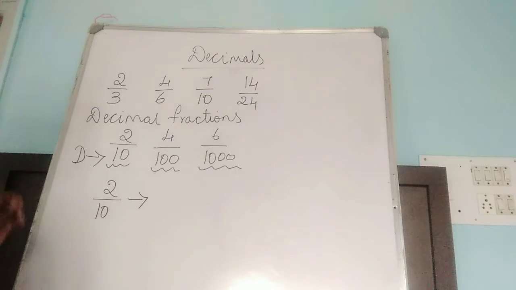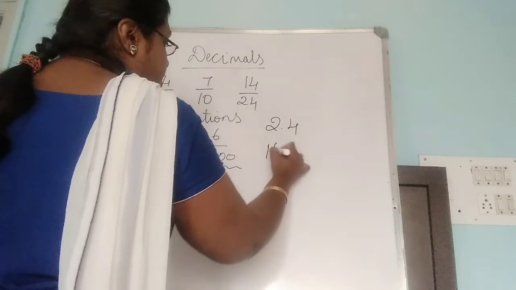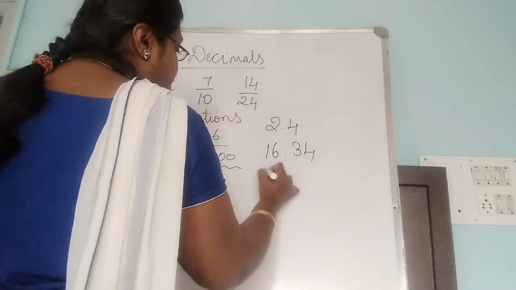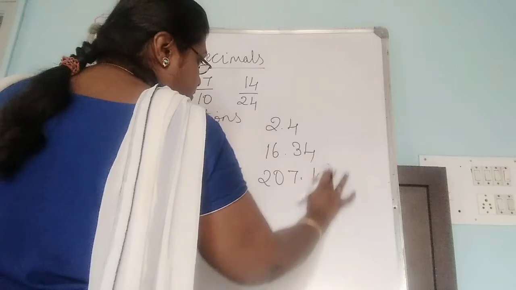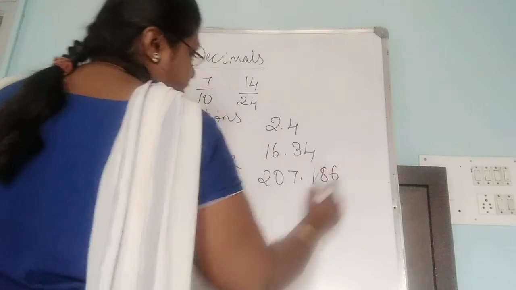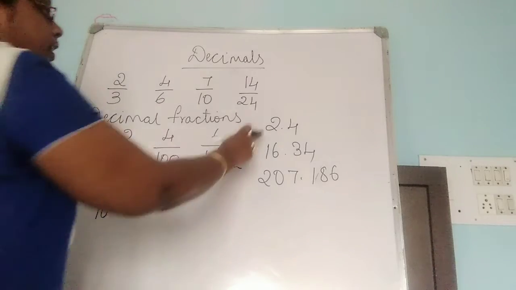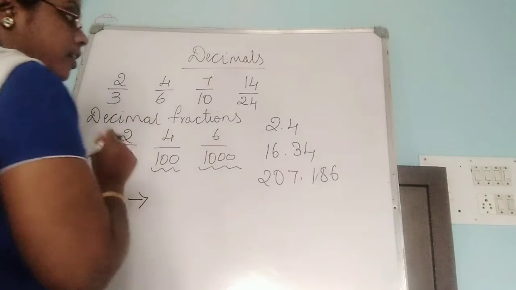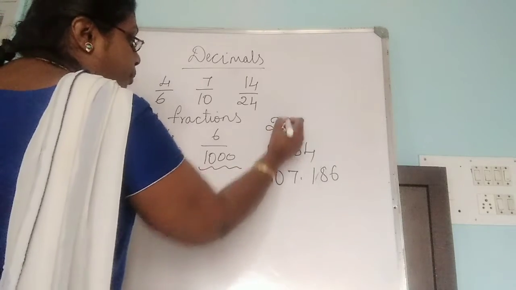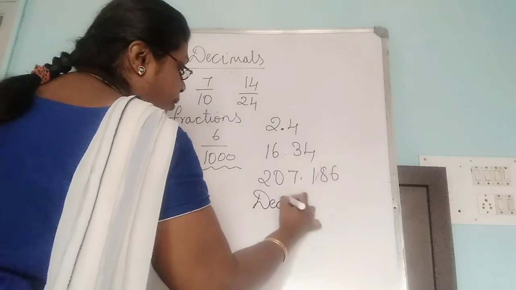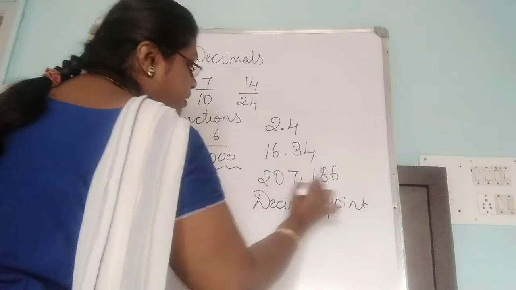I can give you some examples of decimal numbers: 2.4, 16.34, 207.186. All these are called decimal numbers. In decimal numbers, you need to learn the parts of the decimal number. This point is called the decimal point.